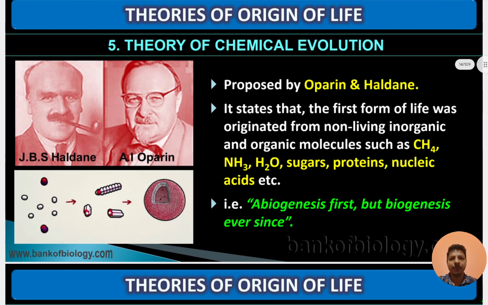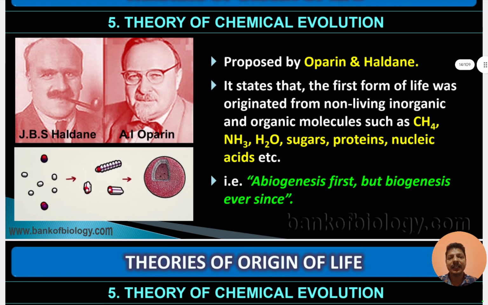Then theory of chemical evolution, proposed by Oparin and Haldane. It states that the first form of life was originated from non-living inorganic and organic molecules such as CH4, NH3, H2O, sugars, proteins, nucleic acids, etc. That is, abiogenesis first, but biogenesis ever since.